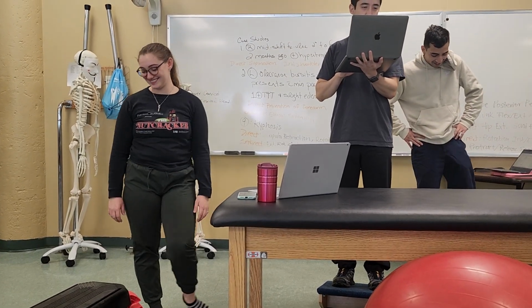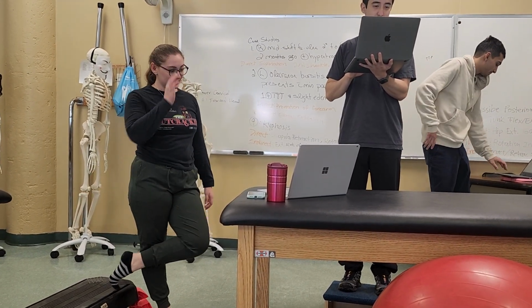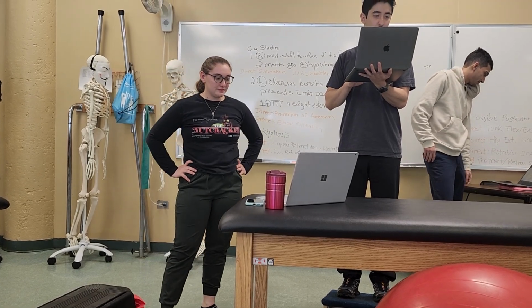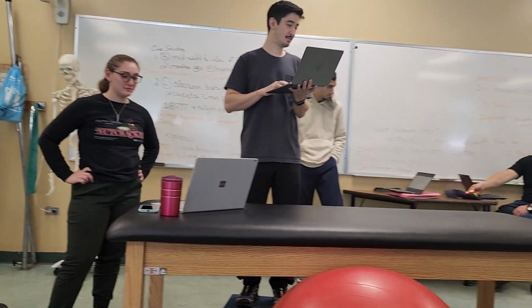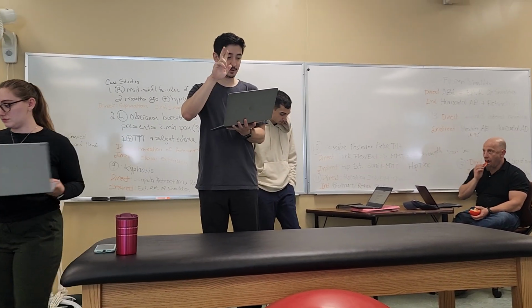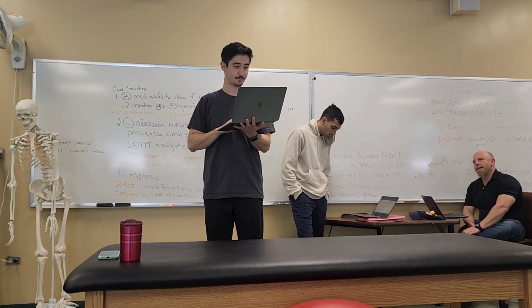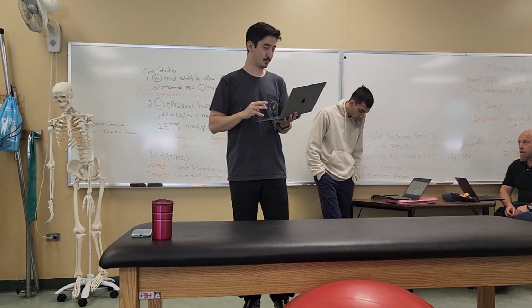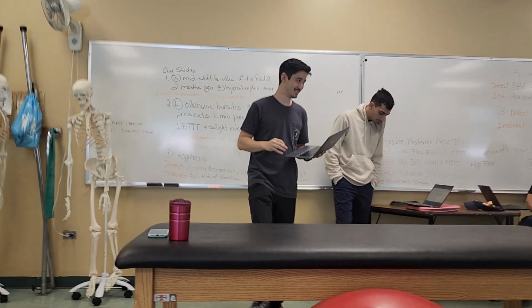First question prompt is: what structures might be affected based on this patient's report? ACL, MCL, medial meniscus. And that's known as what? The unhappy triad.